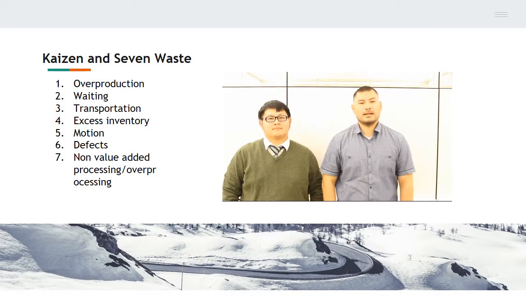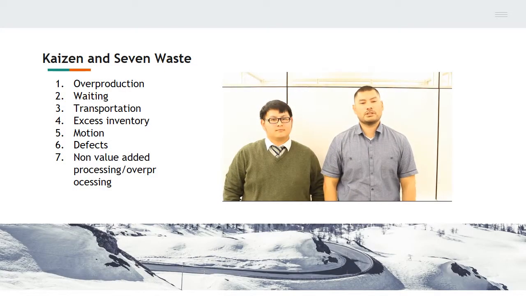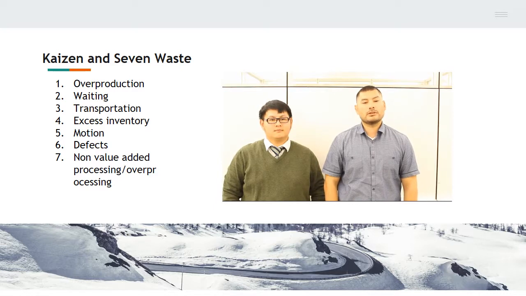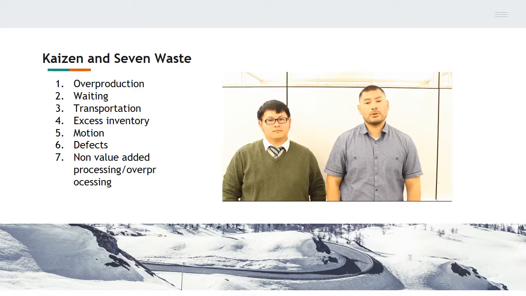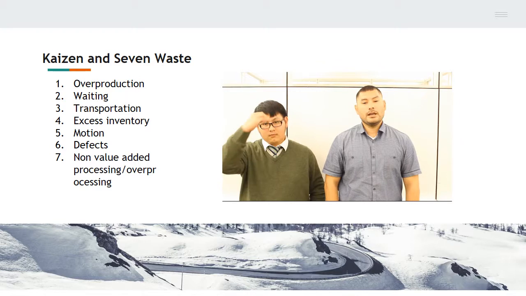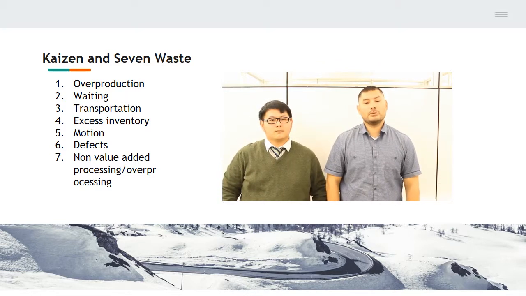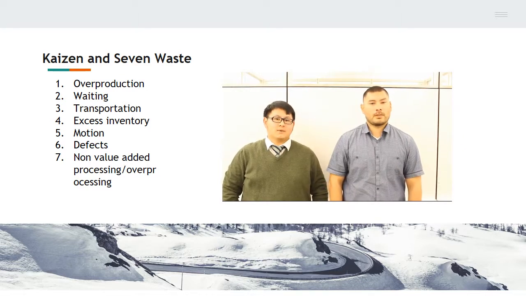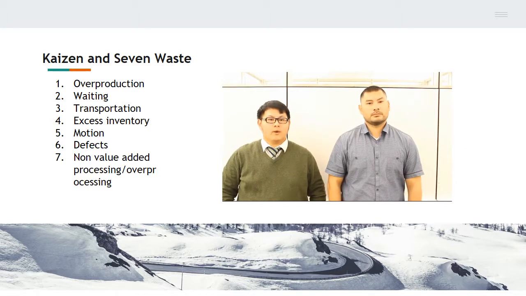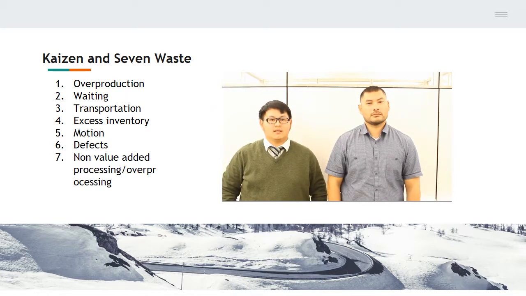In business, Kaizen is useful for many reasons. For budgetary purposes, Unico will be looking for suggestions from all its employees on ways to improve the process. It will be required that employees are informed of all the areas that can be improved. In this video, we will go over the 7 types of waste that are unproductive for manufacturing. The 7 types of waste consist of overproduction, waiting, transportation, excess inventory, motion, defects, and non-value added processing or overprocessing.